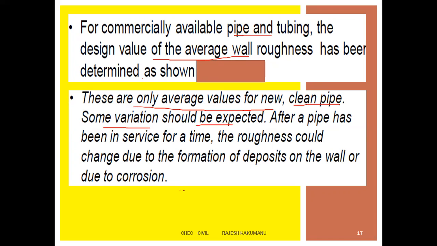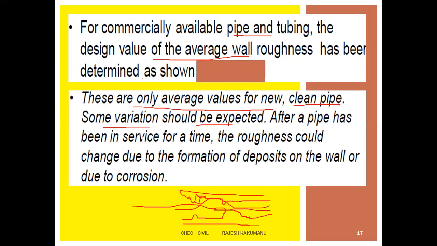For example, if this is a pipe and the fluid is flowing, and if you exaggerate the inner surface of the pipe, it has some irregularities like this, right? Some irregularities, and the water is flowing in this direction. So the surface index, the peaks and the valleys, this gap, gives the average values of the new clean pipe. Some variation should be expected.